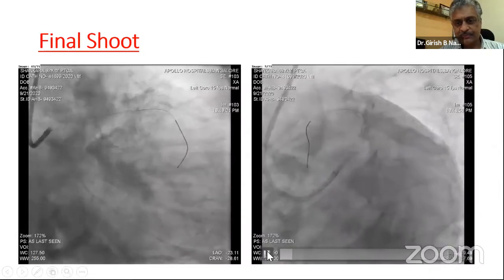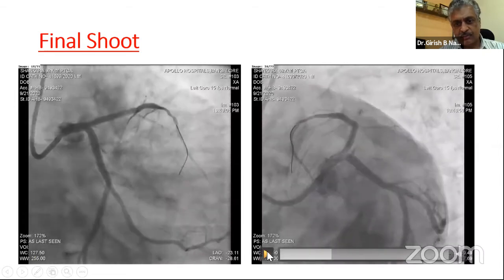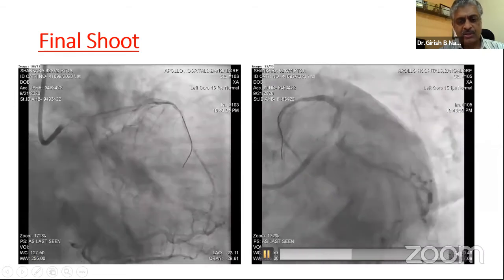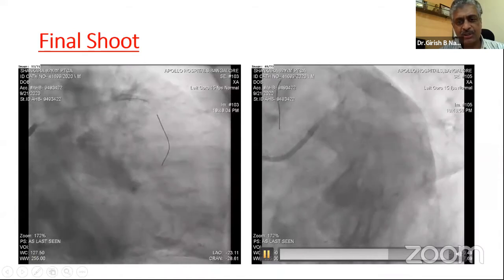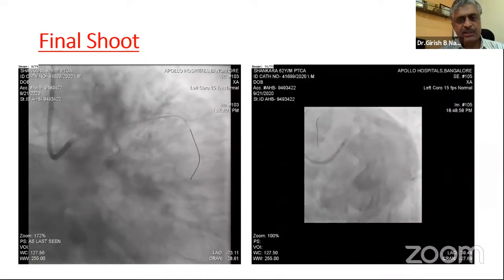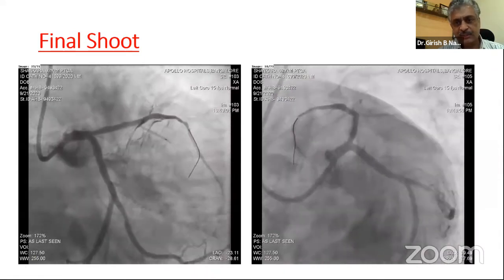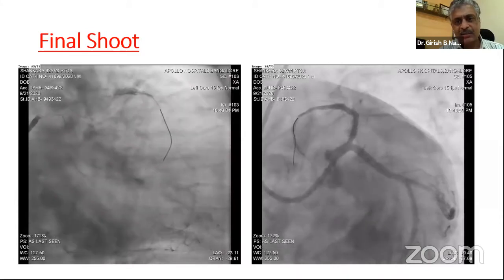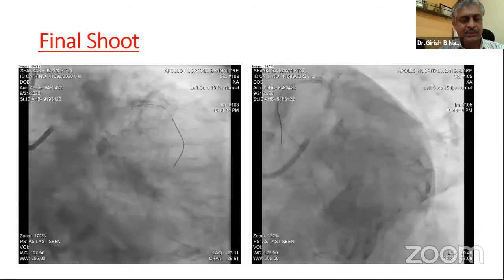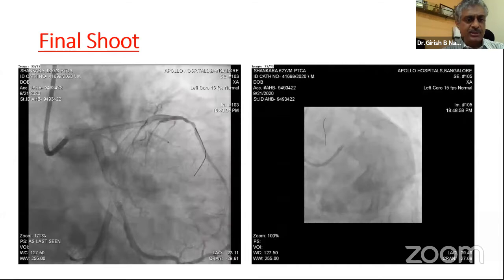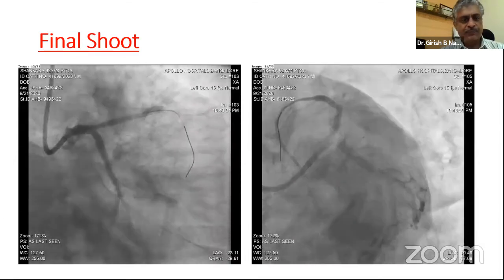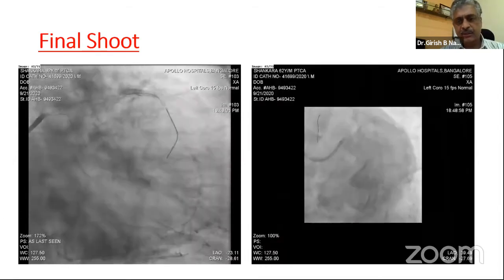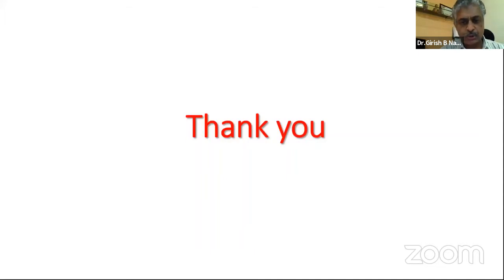So probably, at the ostium of the LAD, we had gone through some little subintimal space to enter, because there were multiple channels. And you can also see that diagonal flows are not great, because there was a lot of thrombus. But eventually the LAD and circumflex looked good.